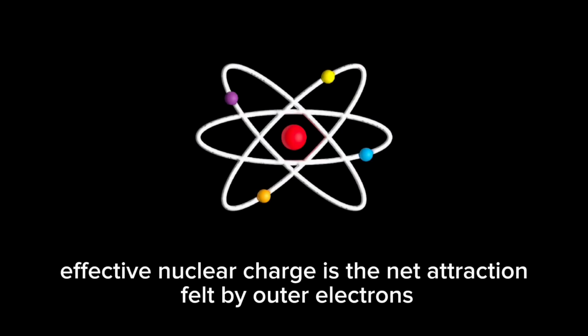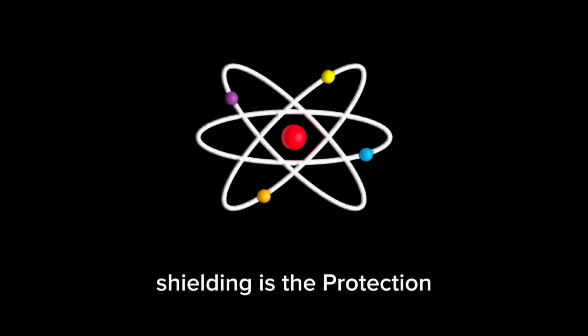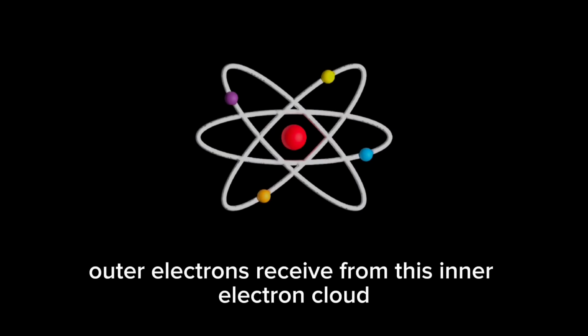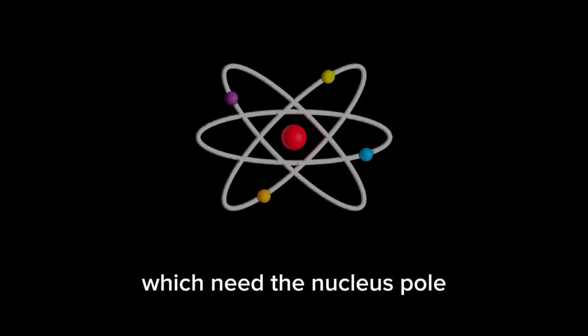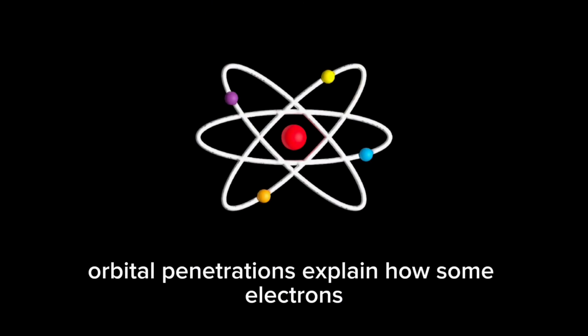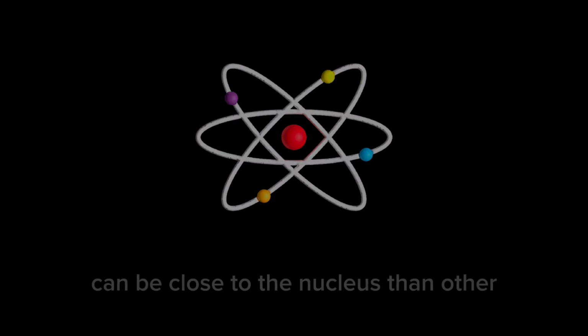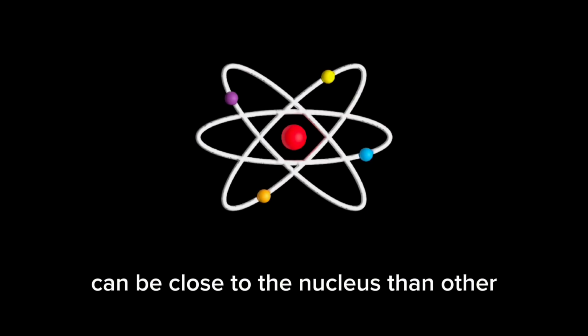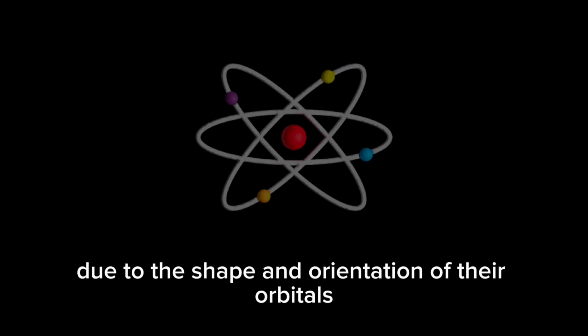Effective nuclear charge is the net attraction felt by outer electrons after accounting for the repulsion from inner electrons. Shielding is the protection outer electrons receive from this inner electron cloud, weakening the nucleus's pull. Orbital penetration explains how some electrons, even if they are in higher energy sublevels, can be closer to the nucleus than others due to the shape and orientation of their orbitals.